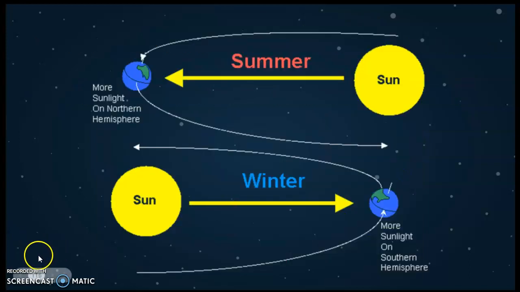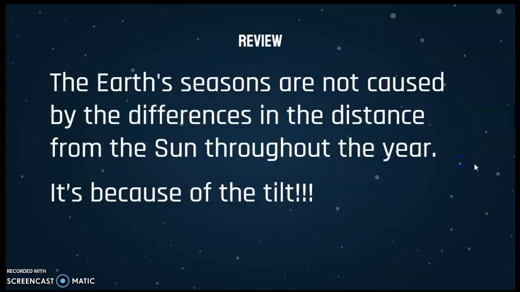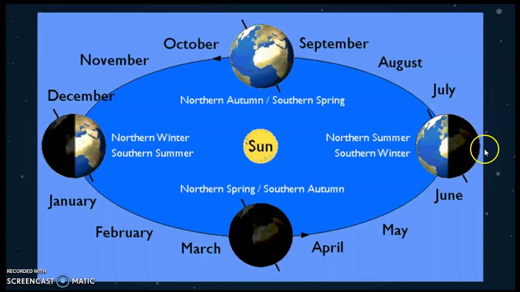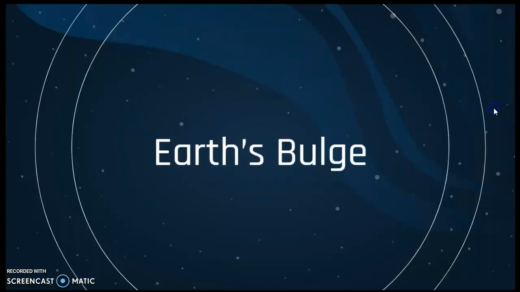Okay. Another little reminder: in summer, we're tilted more towards the sun. In winter, we're tilted away from the sun. So the review here is that the Earth's seasons are not caused by differences in the distance from the sun throughout the year. It's because of the tilt. It's not because we get closer or further away. So this is a great image. I encourage you to pause this, look at this image, study it, and know it.